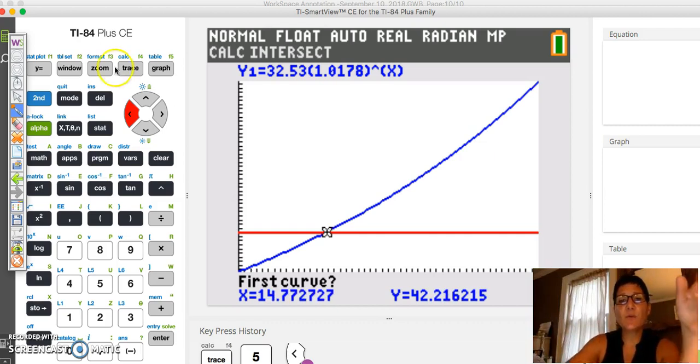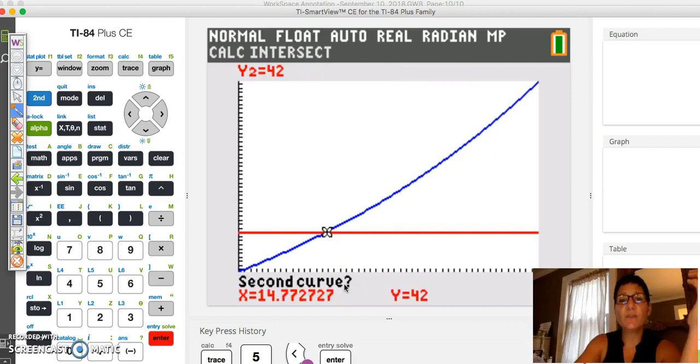And then it says, if you notice, your first curve. Yeah, this is where I think the point of intersection is. Your second curve. Yeah, press enter again, and then press enter again. So if you look over here, the population is 42 million, and it's going to take 14.48 years, which is almost 15 years. So 15 years from 2006, my friends, is, you guessed it, 2021. So it's going to be the year 2021.